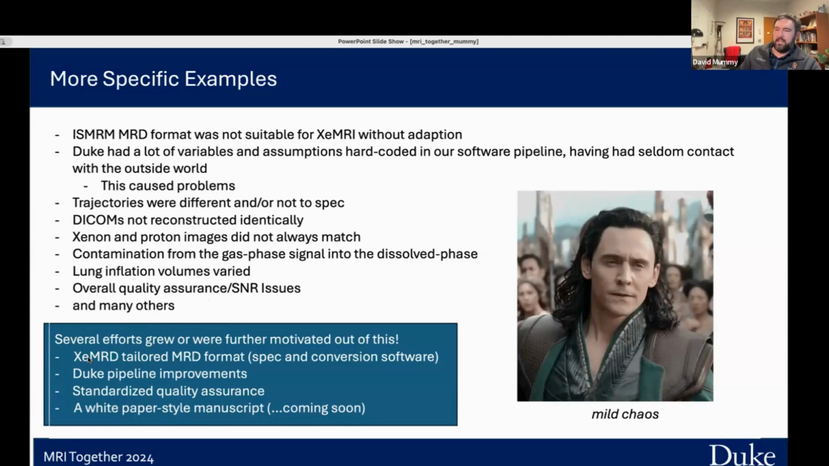So we created a Xenon MRD format for exchanging data. We did a lot of improvements to our pipeline to make it more generalizable. We came up with a standardized quality assurance or quality control rubric to score incoming scans, which has proved really useful just outside this study. And then we wrote this all up in a white paper manuscript, which will hopefully be showing up soon.